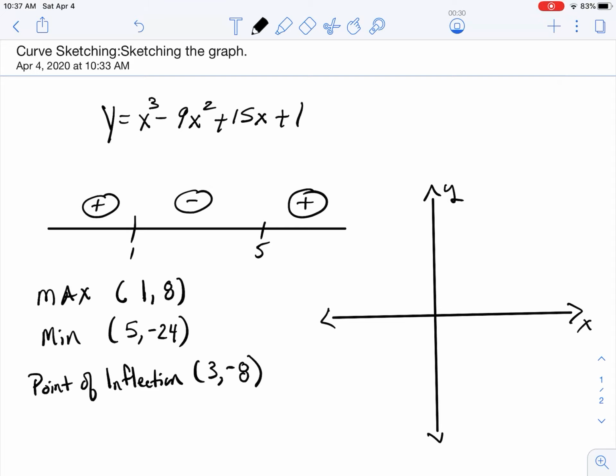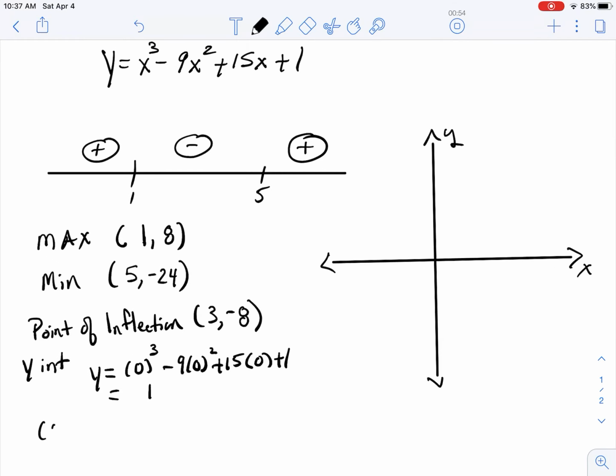So one more thing I want to do before I sketch, I want to calculate my y-intercept. So I'm going to go to that original function, and I'm just going to set x equal to 0. And we can see the y-intercept is just going to be 1 there. So I'm going to put that point there.